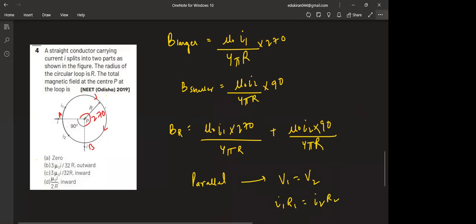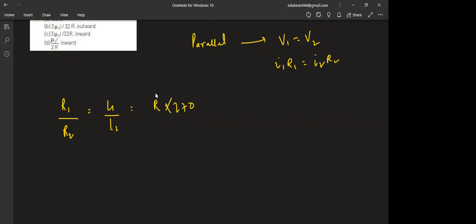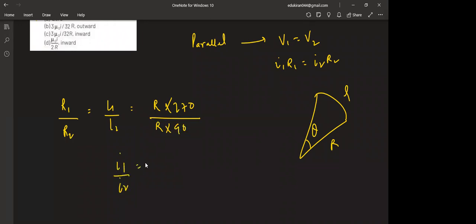So if the length of the wire is also uniform, right? The length of the wire is also uniform and resistance is also same. Resistance is there, resistance isn't same. Resistance you can take it as, see, R1 by R2, you can take it as L1 by L2. This is directly proportional to length. So length, you can write it as radius into the angle. If angle is subtended, this is the length, this is the radius. This is how we write the relationship. So this is going to be R into 90.